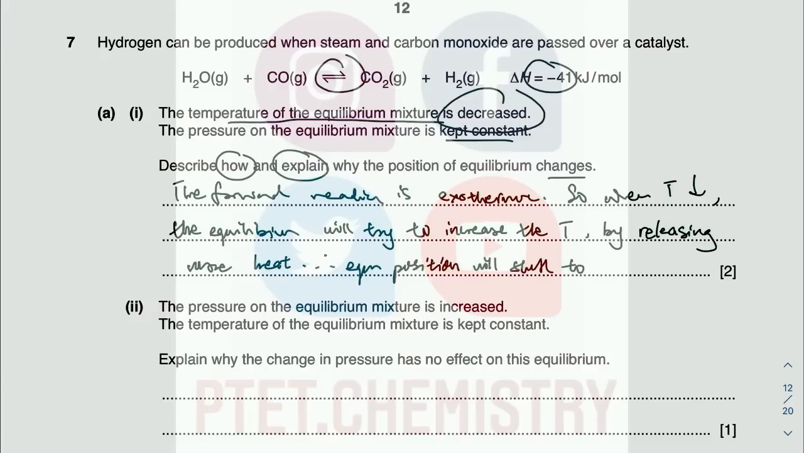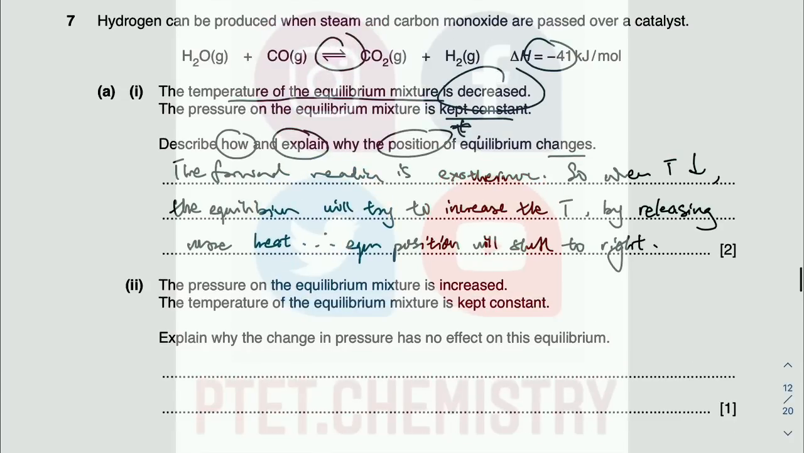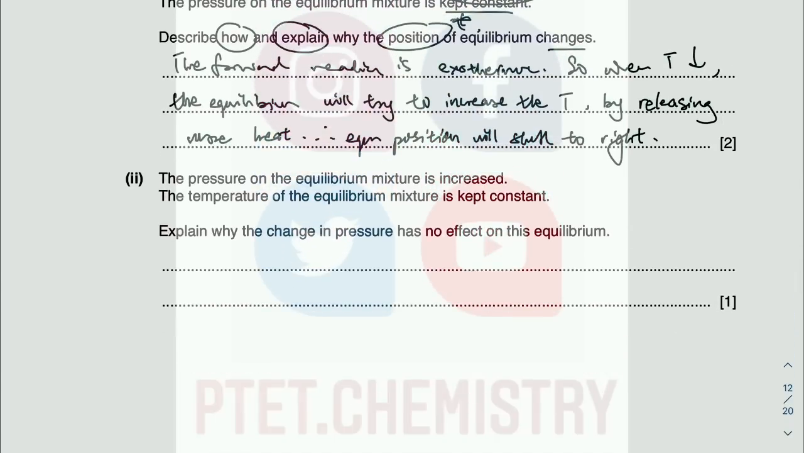Okay, they are not asking on the yield, they're asking on position. Alright, I have stated how the position will change, but I started by explaining it first. It does not matter. Explain and also state, as long as I address everything. Now you increase pressure, but you keep temperature constant. Why does it have no effect?